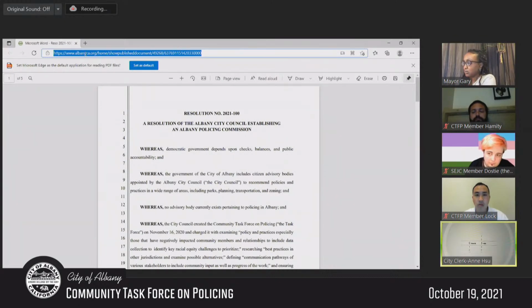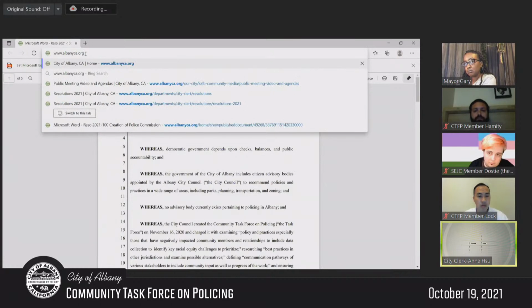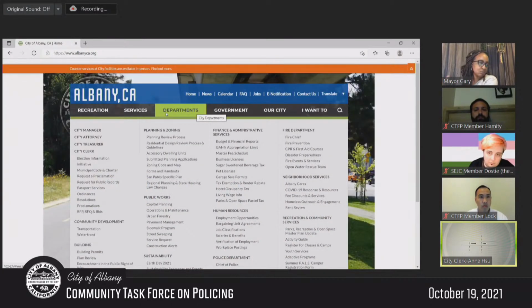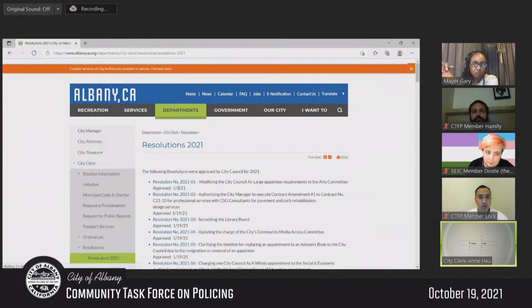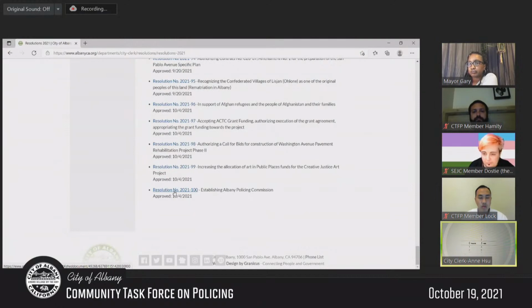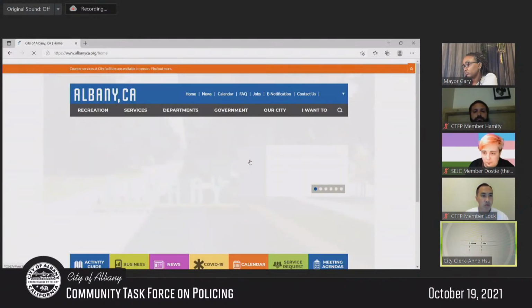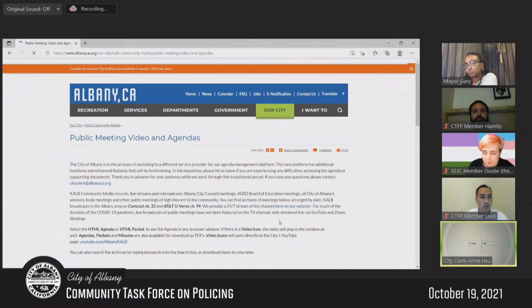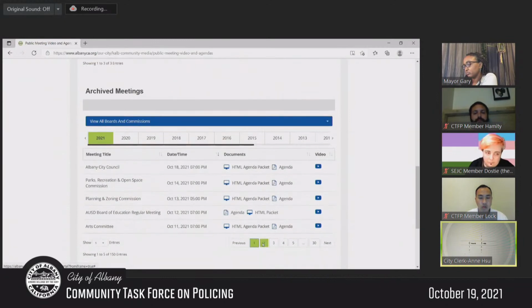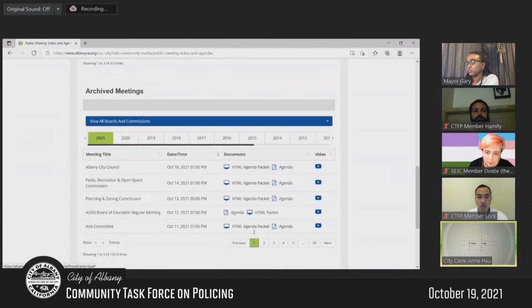If I could just mention to the members, if you want to see the signed version, it is under the city website, albanyca.org. If you hover over Department, City Clerk, Resolutions, it is resolution number 2021-100. If you scroll all the way to the bottom, this is the signed version. And if you'd like to watch the meeting or see the minutes of the meeting, you can go to the page where you access your agenda, same page. If you scroll down, you can see the October 4th council meeting, the agenda packet, and also the video is right here. The minutes are included in the October 18th agenda packet under draft minutes to be approved.